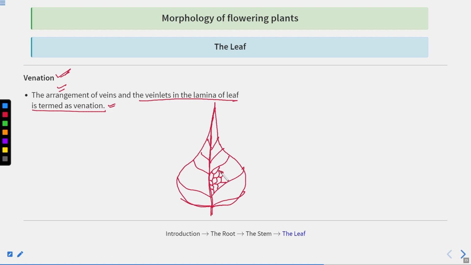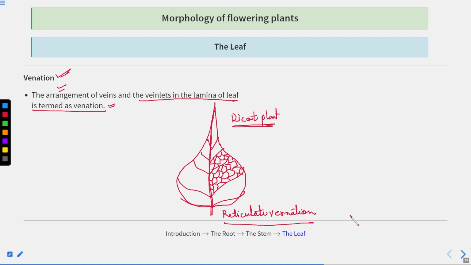So it makes a net-like branching, forming this network of veinlets. Such a structure you see, and this type of venation is called reticulate venation. This you see in the case of a dicot plant. Now, let us see what type of venation we see in the case of monocot.